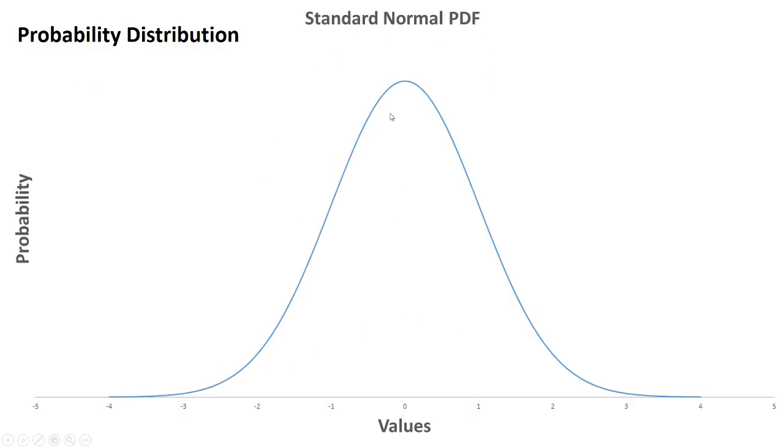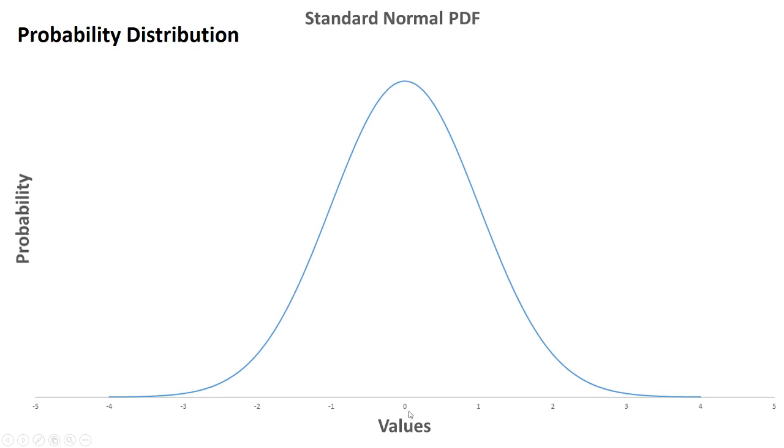This is a standard normal probability density function. This gives us an idea of the distribution of values within a population. It's centered at 0. It has mean 0, and a standard deviation of 1. We'll define those in a moment. But basically, this graph gives us a good idea of what a distribution looks like.